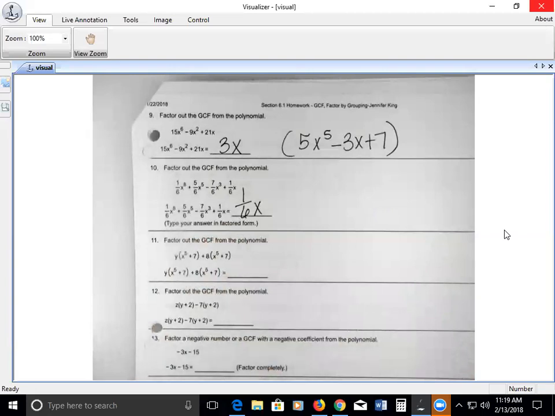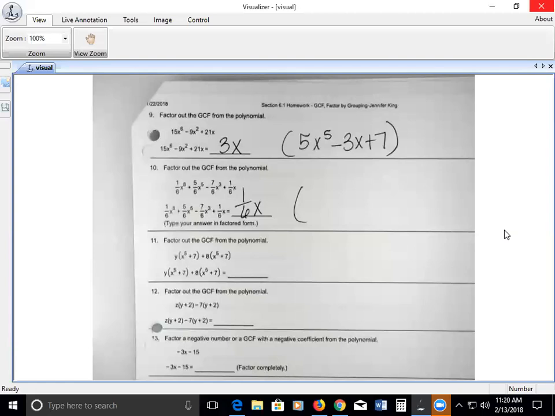Bailey, what's your remainder going to be? What's 1/6 divided by 1/6? You're smart. You need to share your knowledge. What's 3 divided by 30? 1. What's 1/6 divided by 1/6? 1. So we have 1x to the 7th, right? Because we have x to the 8, x to the first, and we'll subtract.